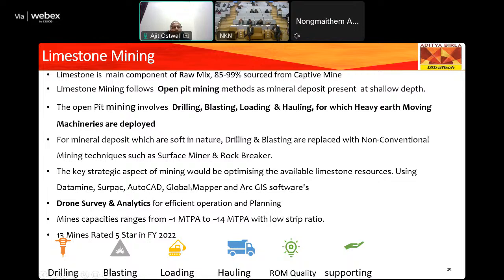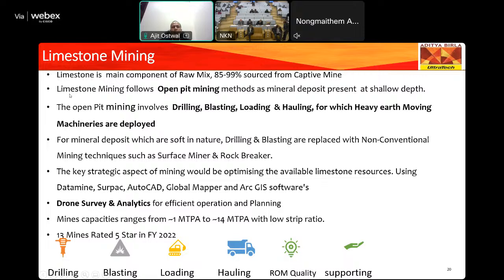So if we come to the limestone mining part, limestone is the main component of the raw mix, where it is 85% to 99%. I mean different cluster of limestone will have a different quality. So even the limestone which is available like Chhattisgarh, etc., it is 100% raw mix. I mean, there is hardly 1% addition required. But some of the southern plants or even north plants, we need to add iron additive or alumina additive, etc. So then there 85% is the limestone component. So it is all sourced from captive mines.